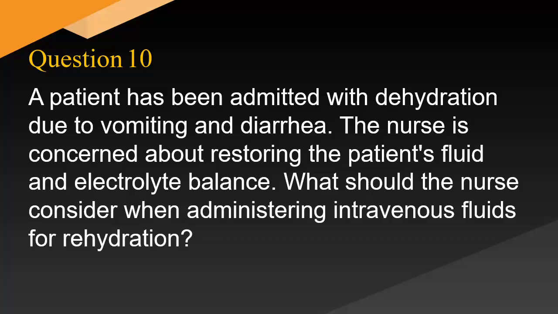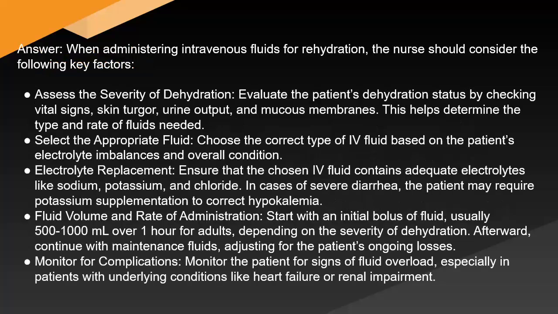A patient has been admitted with dehydration due to vomiting and diarrhea. The nurse is concerned about restoring the patient's fluid and electrolyte balance. What should the nurse consider when administering intravenous fluids for rehydration? Answer: when administering intravenous fluids for rehydration, the nurse should consider the following key factors. Assess the severity of dehydration. Evaluate the patient's dehydration status by checking vital signs, skin turgor, urine output, and mucous membranes. This helps determine the type and rate of fluids needed.